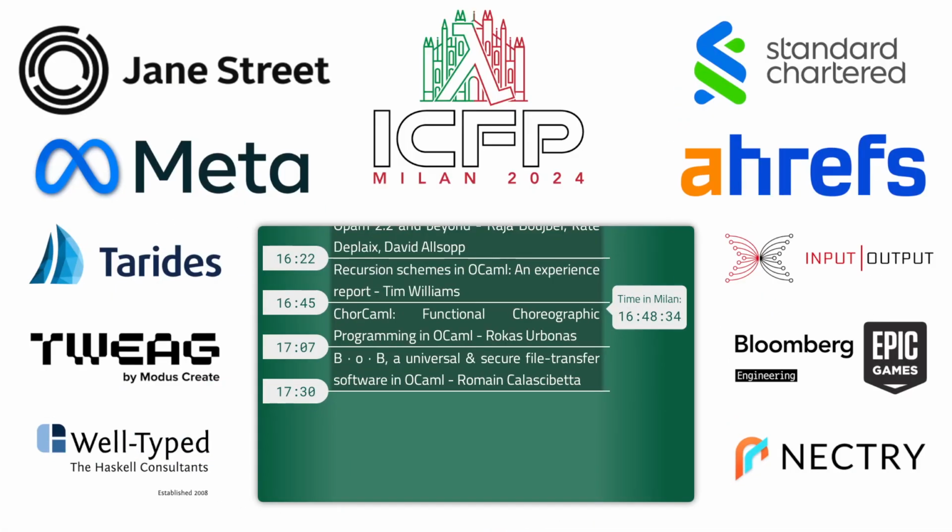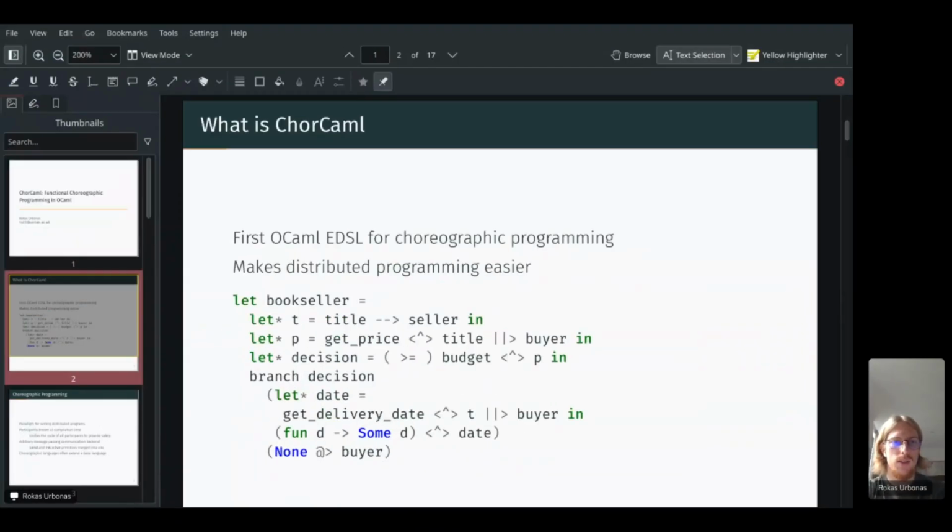So I will be presenting about ChorCaml. It is the first embedded domain-specific language written in OCaml for choreographic programming. The goal of it is making distributed programming easier for the programmer and less error-prone. Here at the bottom, you see a quick sneak peek at the bookseller protocol implemented using ChorCaml. I will explain it in detail a bit later.